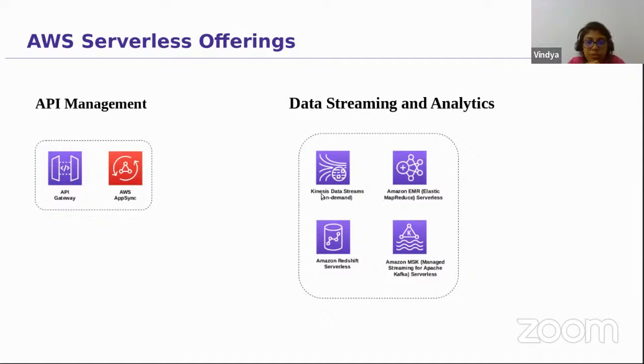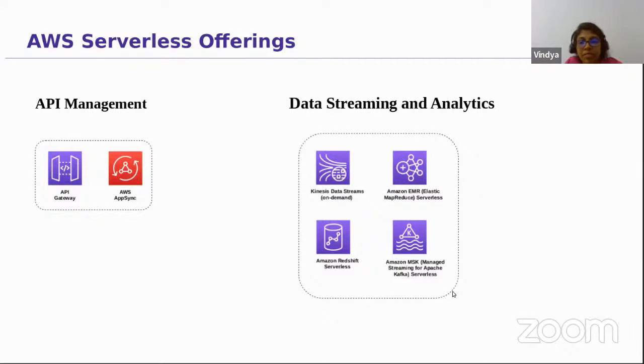And in data streaming and analytics, in 2021 re:Invent last year, they had some new offerings, most of these four. With Kinesis Data Streams, it's actually used for stream ingestion, when you have a continuous sequence of data flowing into a system. You have the on-demand option now, so you don't have to provision capacity.